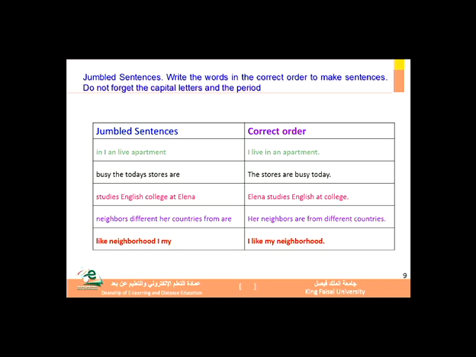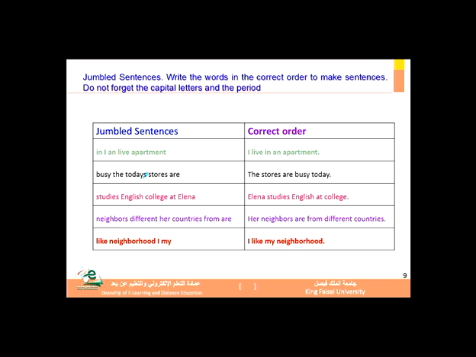Similarly, if you look at the second sentence: busy, the today's stores are. Again, this is a jumbled sentence, not accurate in terms of order. And there's an extra letter in the word today. We cannot have this S, so that's a printing mistake. Anyway, to arrange this sentence: the stores are busy today.